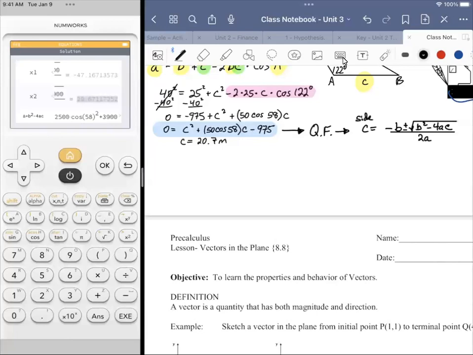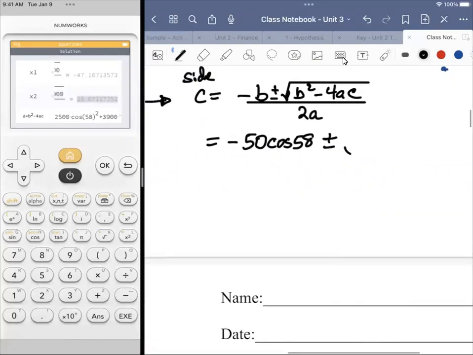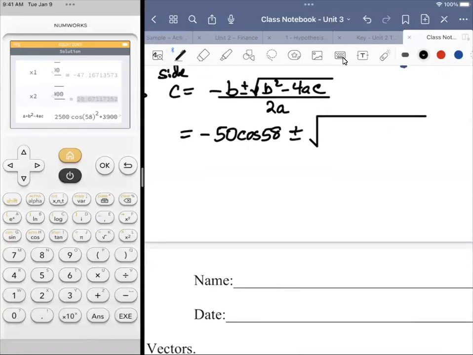All right. So negative 50 cosine 58 degrees plus or minus. I get a little lazy with the degree sign. It's not the end of the world if you don't write the degree symbol, as long as you're aware, and you set up and carry out every process correctly. And it's the 50 cosine 58 squared minus 4 times a times c, which is negative 975.